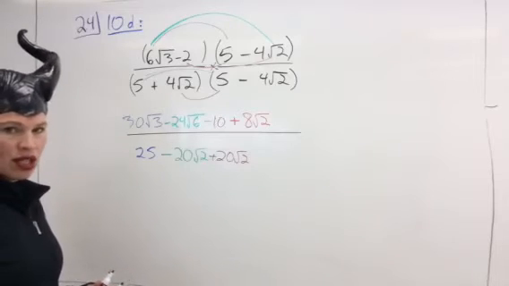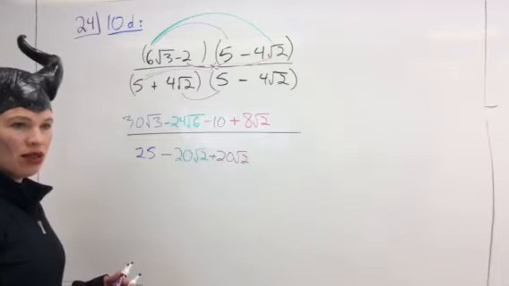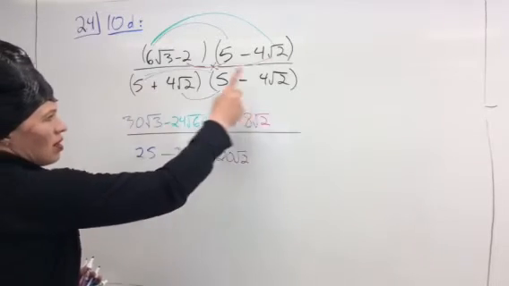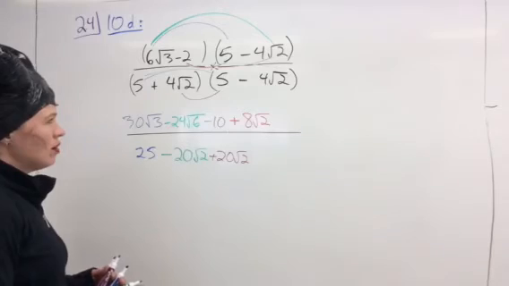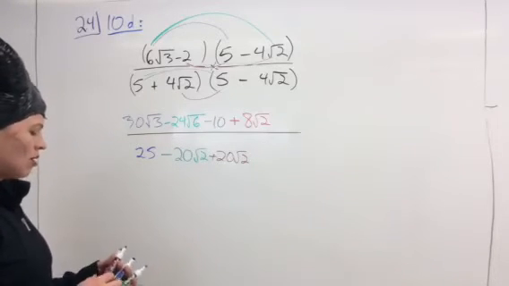In your answer key, it just cuts it out. It just says, I know that I'm going to be canceling those ones out anyway, so I'm just going to square this and square that. So that's your option as well. It works out the same either way.